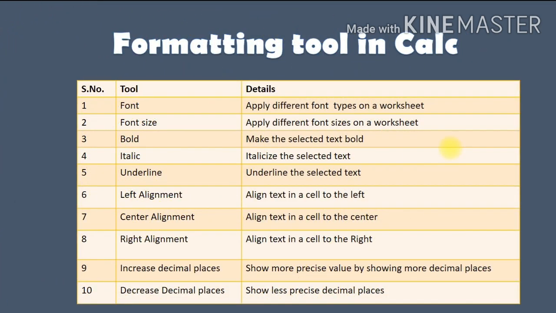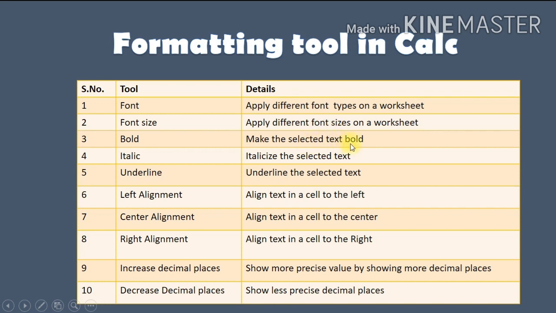Next, we are going to discuss formatting tools in Calc. Formatting is a method used to format the text in our worksheet. Some of the formatting tools are font. It is used to apply different font types on a worksheet. By using font, we can change the font styles in a worksheet. And then font size. The font size is used to apply different font sizes on a worksheet. By using the font size, we can change the size of the text in our worksheet.